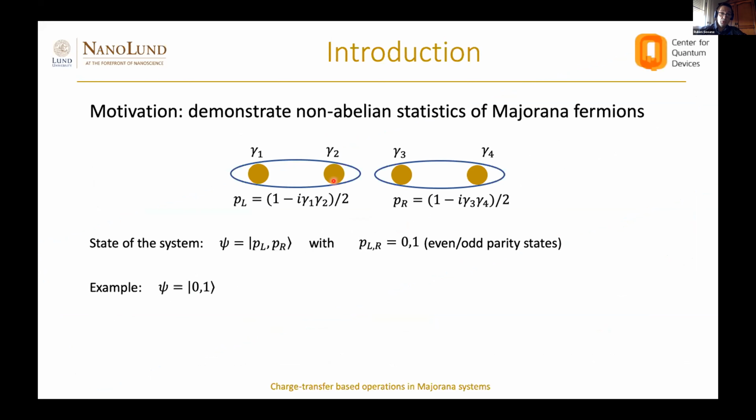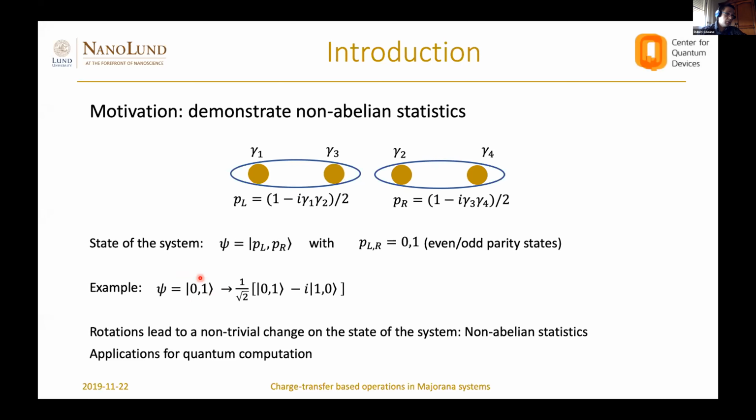So let's imagine we have two Majoranas on the left and two Majoranas on the right. And if we fuse the Majoranas on the left, meaning that we put gamma 1 very close to gamma 2, the non-local state will collapse to a state with a well-defined parity, which can be either 0 or 1, meaning that the non-local state has an even or an odd parity. So if we now braid gamma 2 and gamma 3, and we start from a state which is 0, 1, for example, the final state after this braiding will be a superposition between 0, 1 and 1, 0. And this has been proposed to be used for quantum computation.